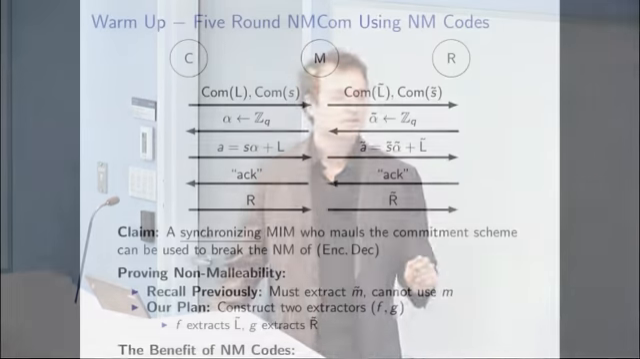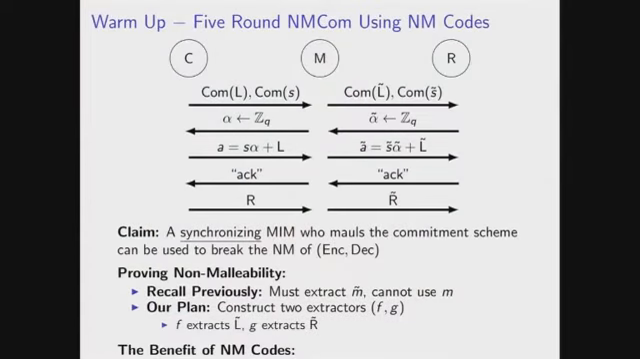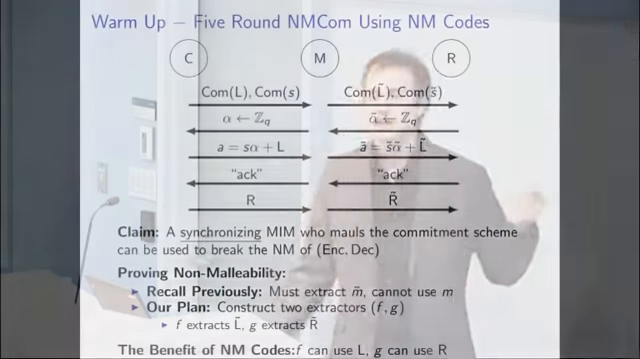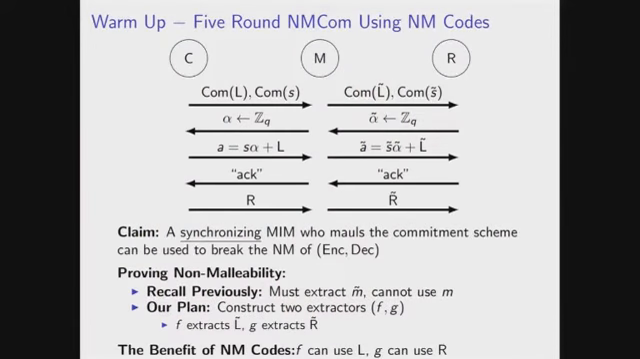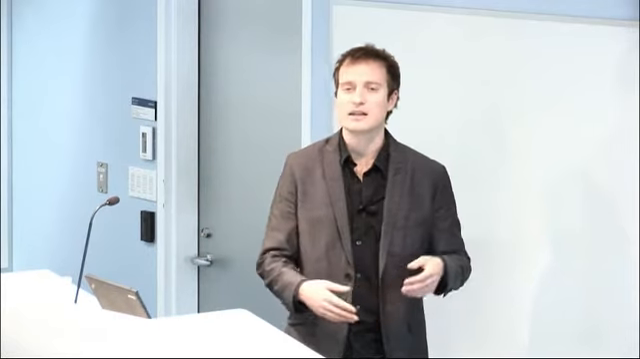Okay, and the benefit of doing this is that F is allowed to use L on the left, and G is allowed to use R. You're just not allowed to use them both. So that's the benefit of using non-malleable codes: you get to break your extractor into half, sort of. One half of the extractor has half of the information from the left, and the other half of the extractor has the other half of the information.